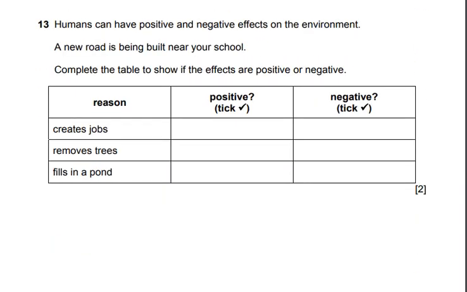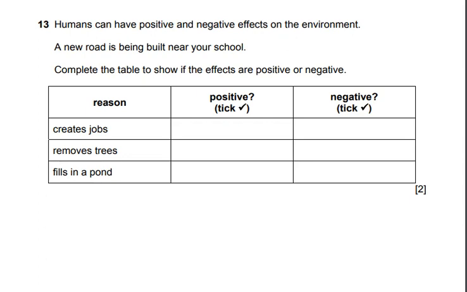13. Humans can have positive and negative effects on the environment. A new road is being built near your school. Complete the table to show if the effects are positive or negative. So here we have a table. The first column, we have the reasons: creates jobs, removes trees, fills in a pond. The second column, we have the positive effects, and the last one is the negative one.